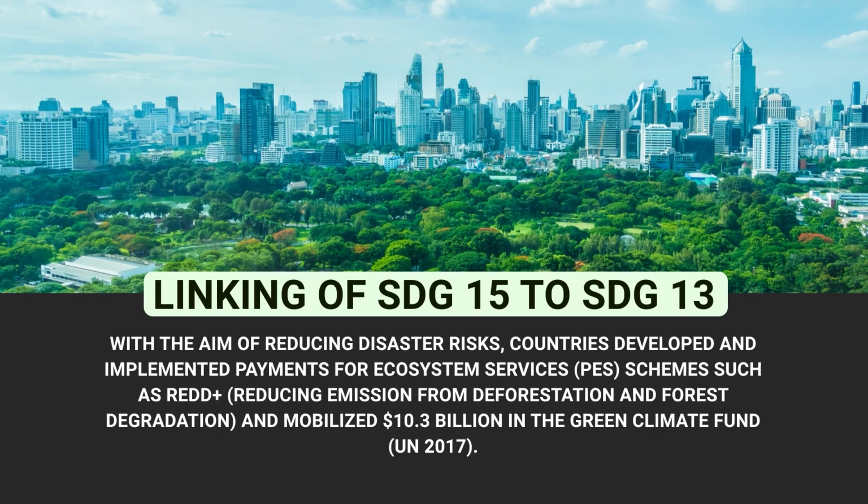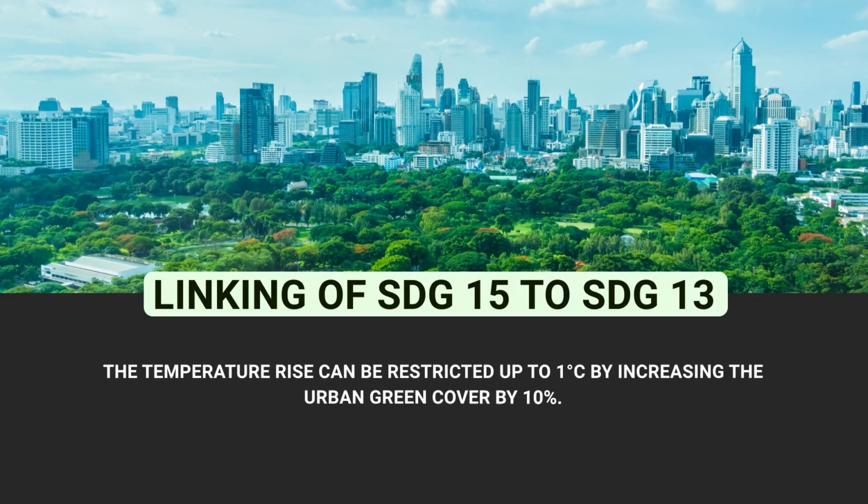With the aim of reducing disaster risk, countries have developed and implemented payments for ecosystem services through various kinds of schemes such as REDD+, which is known as reducing emission from deforestation and forest degradation. At the same time, around $10.3 billion fund in the form of Green Climate Fund has been diverted to promote REDD+. If we talk about the forest, they help in restricting the temperature. This has been proven by studies that if urban green cover is increased by 10%, it restricts the increase of temperature by 1 degree centigrade.